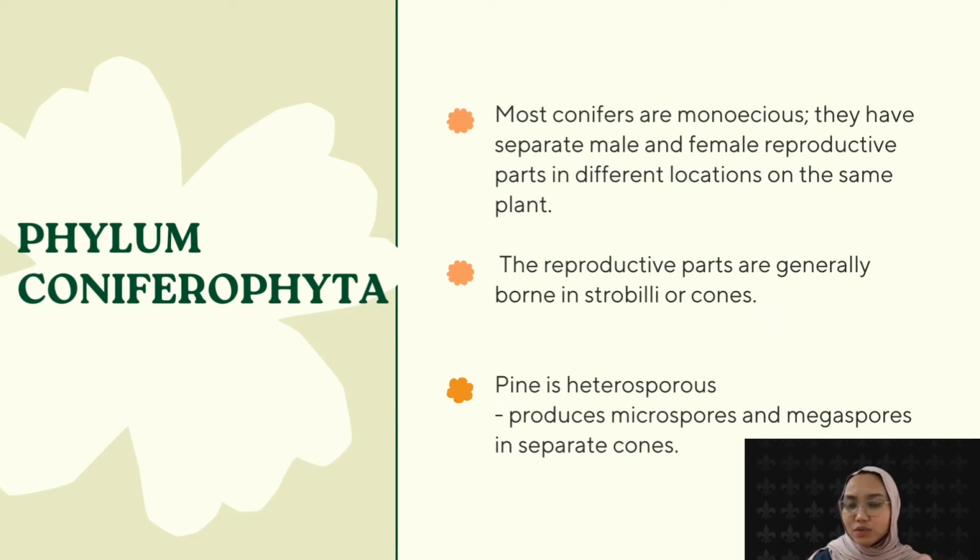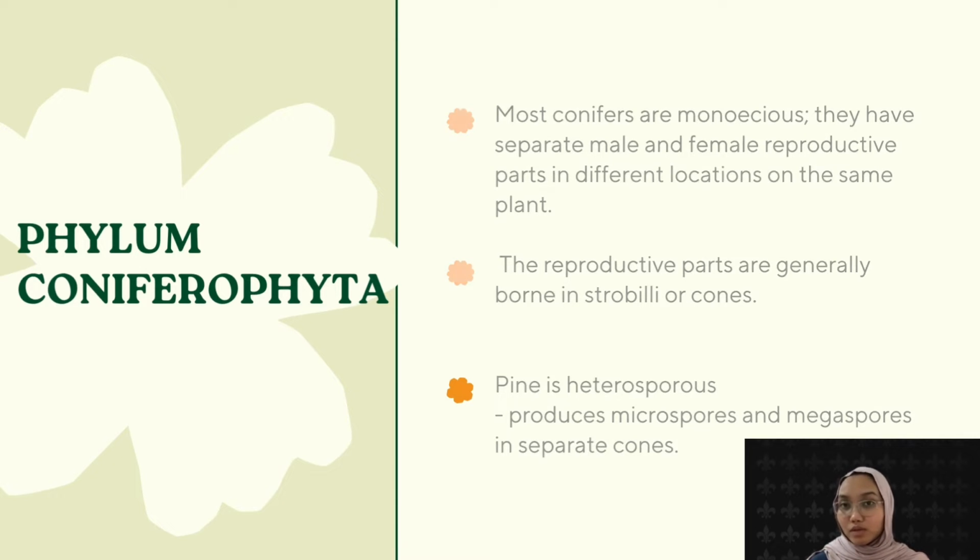Conifers are monoecious, which means they have separate male and female reproductive parts in different locations but still in the same plant. Secondly, the reproductive parts are generally borne in the cones or strobili. Thirdly, the conifers are mostly heterosporous, which means they produce microspores and megaspores in separate groups.